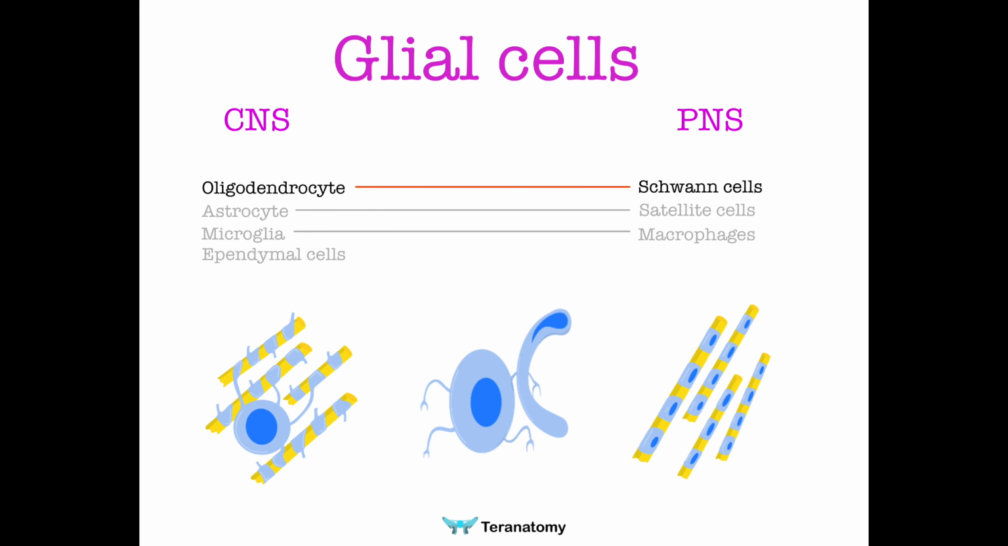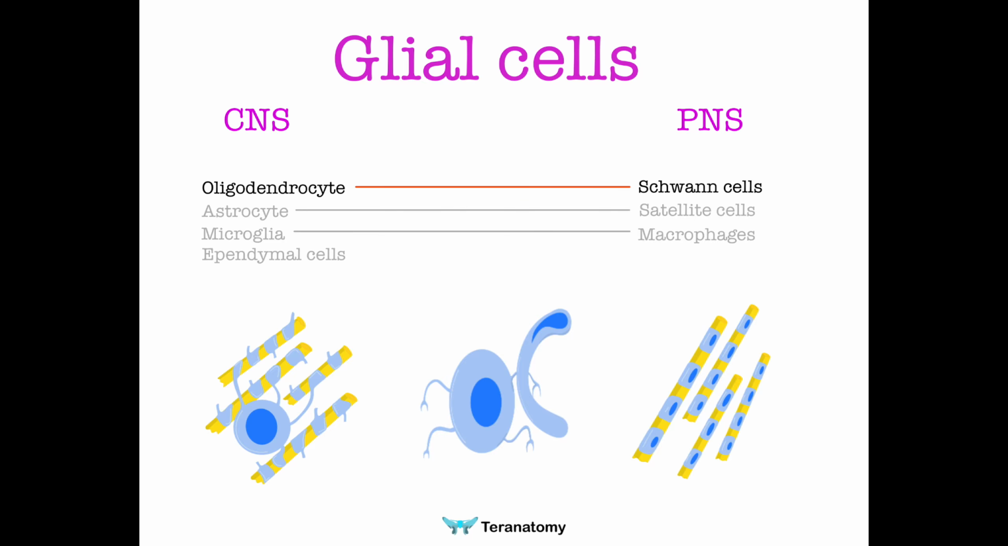Now, let's take a look at the glial cells of the nervous system, starting with oligodendrocytes in the central nervous system and Schwann cells in the peripheral nervous system. What we need to understand about these cells is that their main function is to provide a lipid-rich covering around neuronal axons. This covering is known as the myelin sheath, and its primary purpose is to greatly increase the speed at which nerve impulses are conducted.